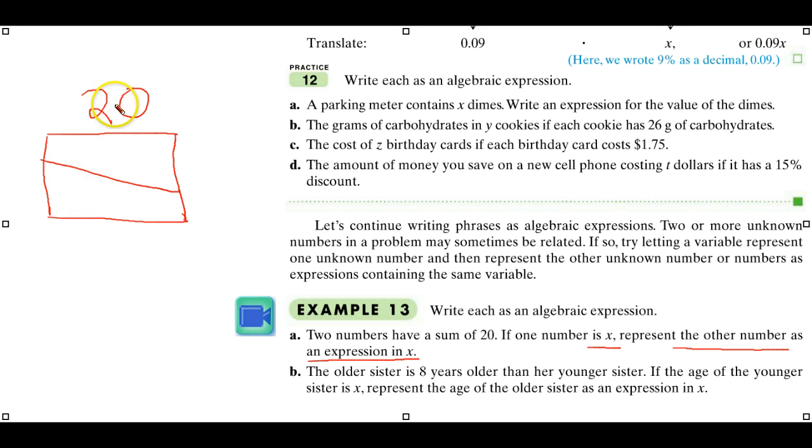Now they're saying one of the parts of this 20 is x. Using x, how can I represent the other portion, this part down here? Well, if the whole box is 20, and this part is x already, if I subtract x from this, that would be the other part. And if I add these up, the x's cancel out and the whole thing is 20.